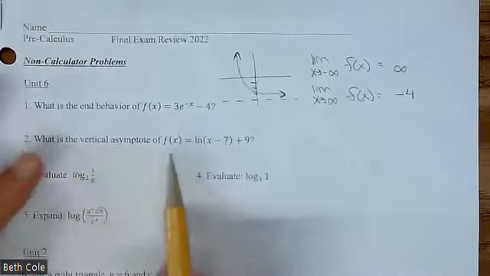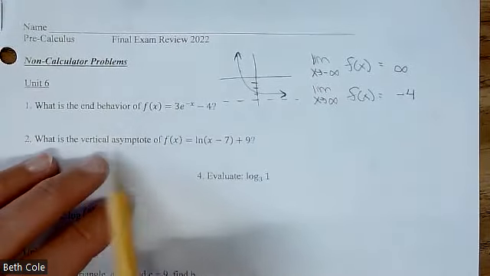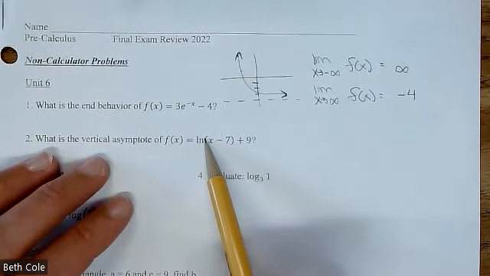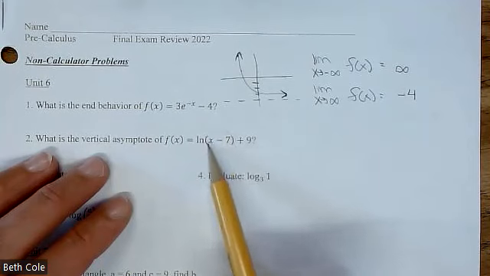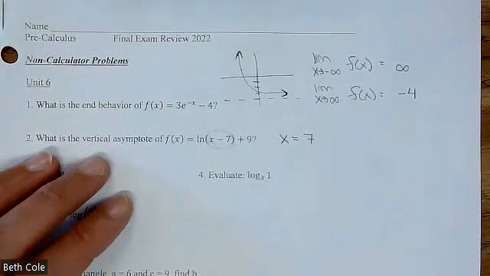All right, this one, we can draw it if you want to, but you can actually get the answer without having to draw it. Where is the vertical asymptote? So instead of a horizontal asymptote, your logarithmic ones have vertical. What direction did this move, left or right? It went right 7, so it's x equals 7.